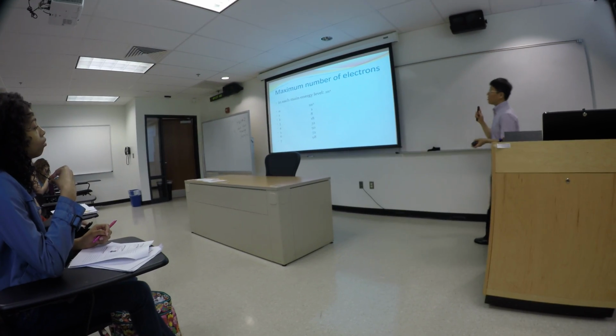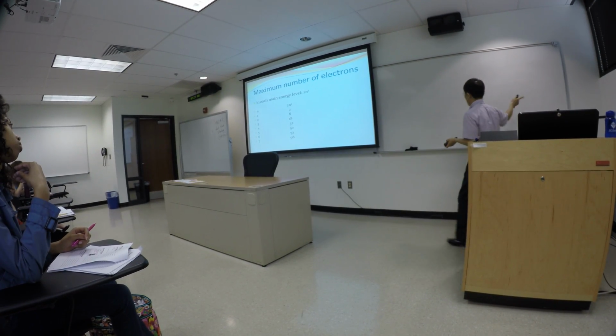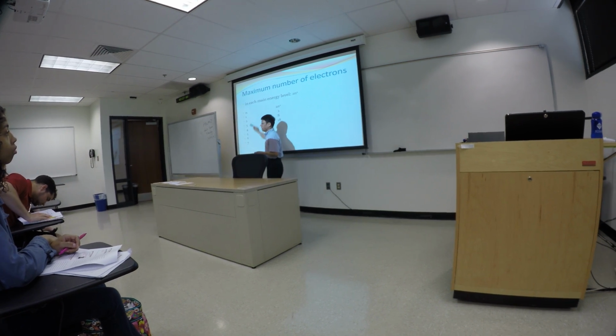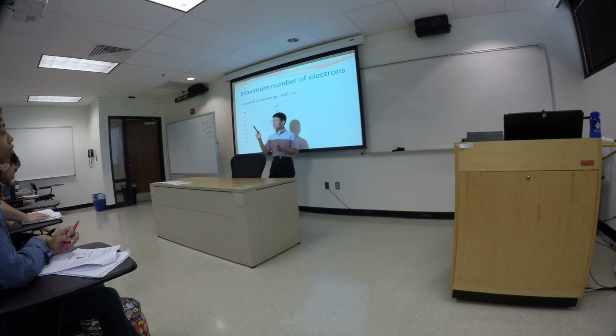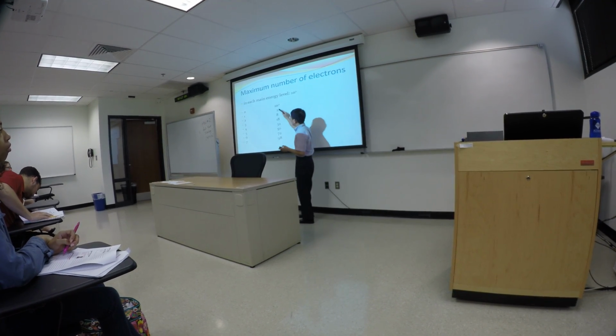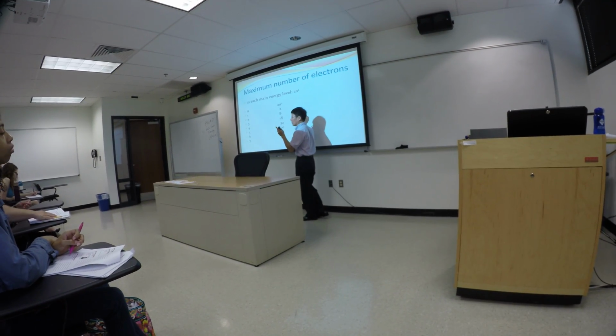So the maximum number of electrons that we can accommodate equals 2 times n squared. Say the total number of orbitals available equals n squared. And if each room can accommodate 2 electrons, then 2 times n squared will give you the total number of electrons. So on the first level, n equals 1, you can only have 2 electrons.